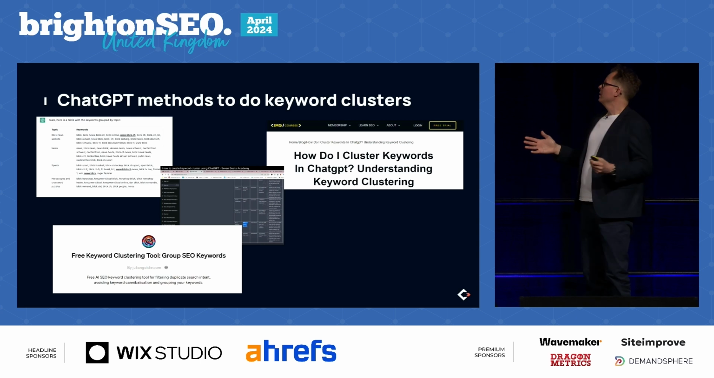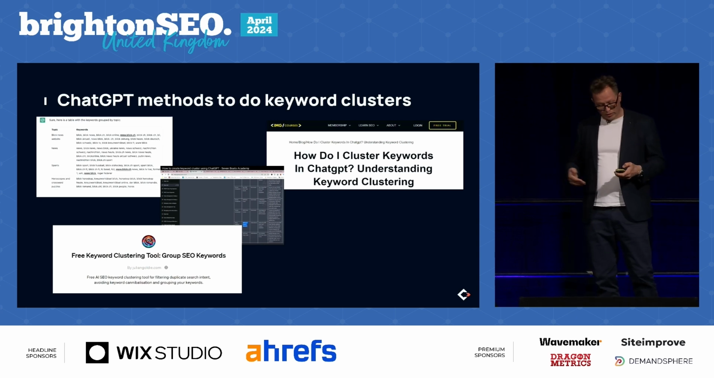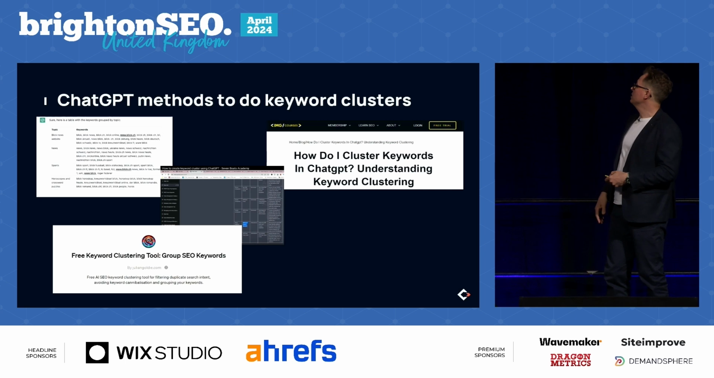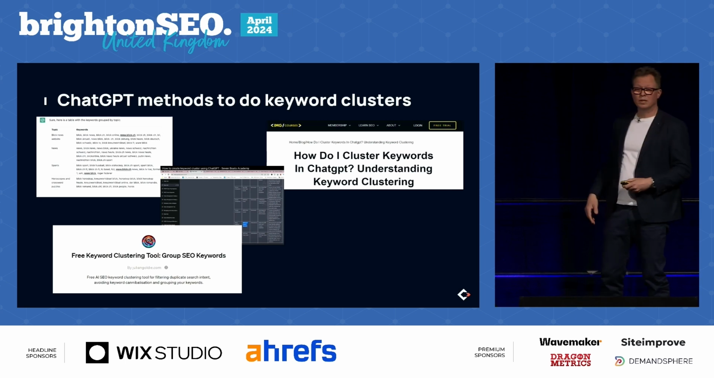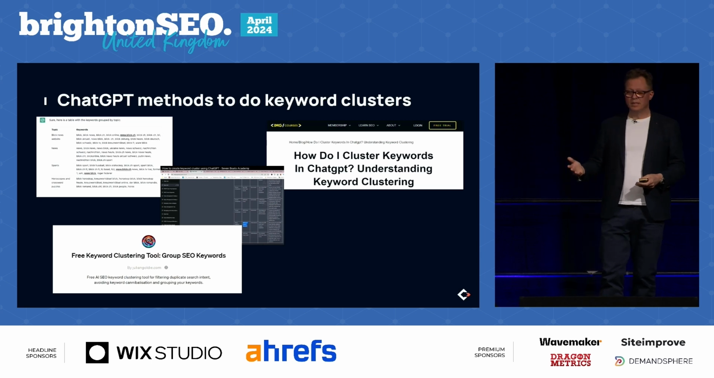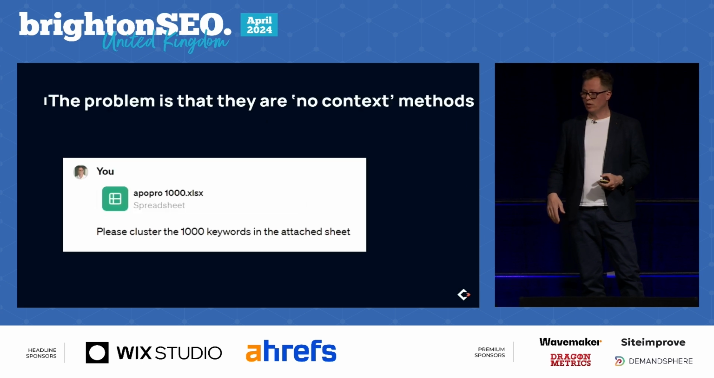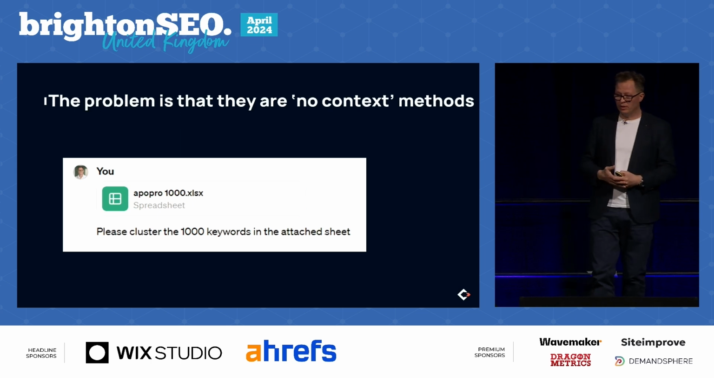Now, there are different methods already in place. For instance, Julian Goldie, he did a custom GPT. I think Kyle Roof did a method here as well to cluster keywords. And I tried all these different methods. The problem is simply that there is no context in these methods. It means that you and I will get the same result no matter what kind of business we are, no matter what company we're in.